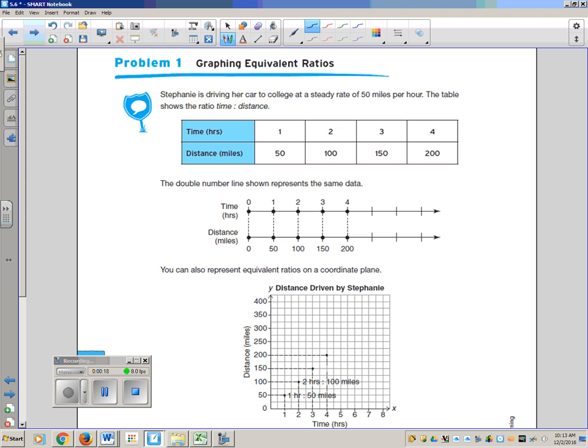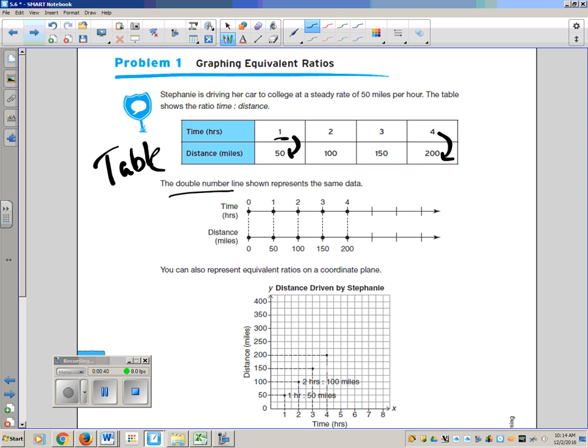So on 354, problem 1, Stephanie is driving her car to college at a steady rate of 50 miles per hour. The table shows the ratio time to distance. In 1 hour, she drives 50 miles, all the way up to 4 hours, 200. So this would be your table.